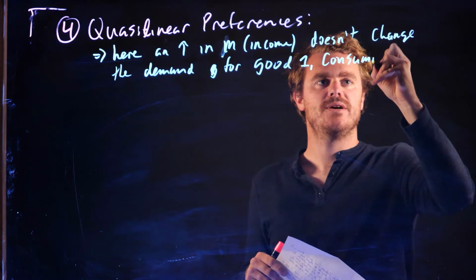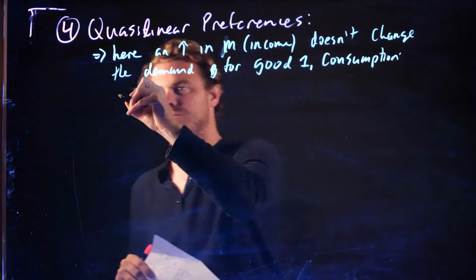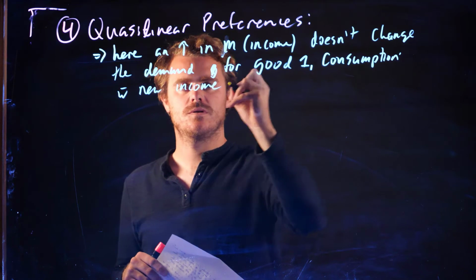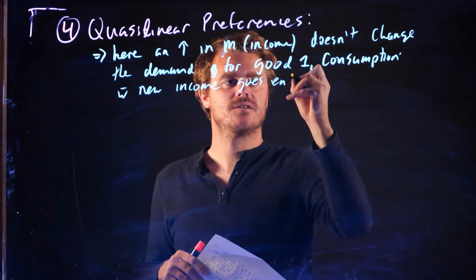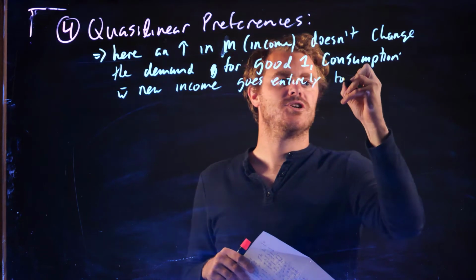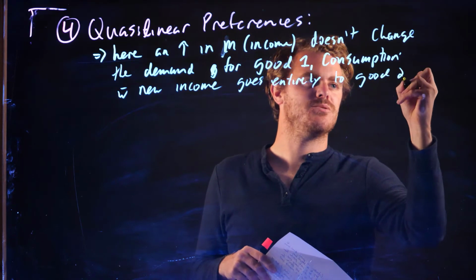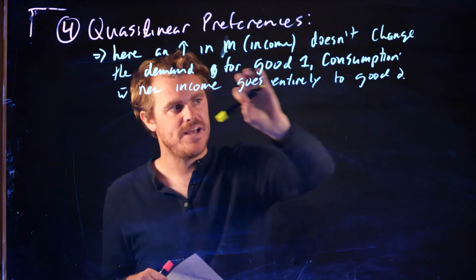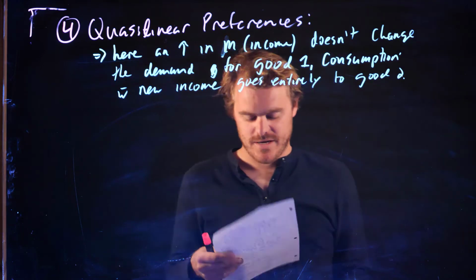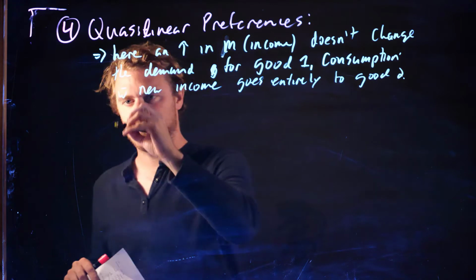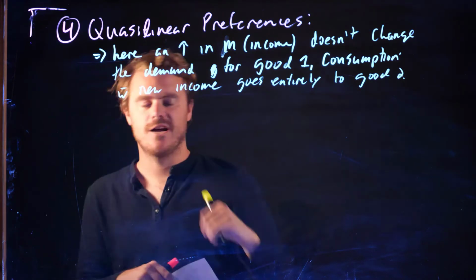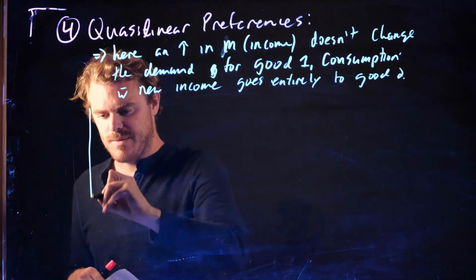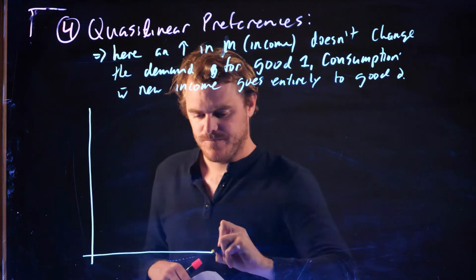Consumption with this new income goes entirely to good two. Good 1 is fixed. If our budget goes up, we're spending all of that new income on good 2. That's all I'm trying to say here. Hopefully it's not too confusing. So I'm going to draw the same graph that was here before, and then we'll draw the Engel curve over here. Then maybe talk about it a little bit more.